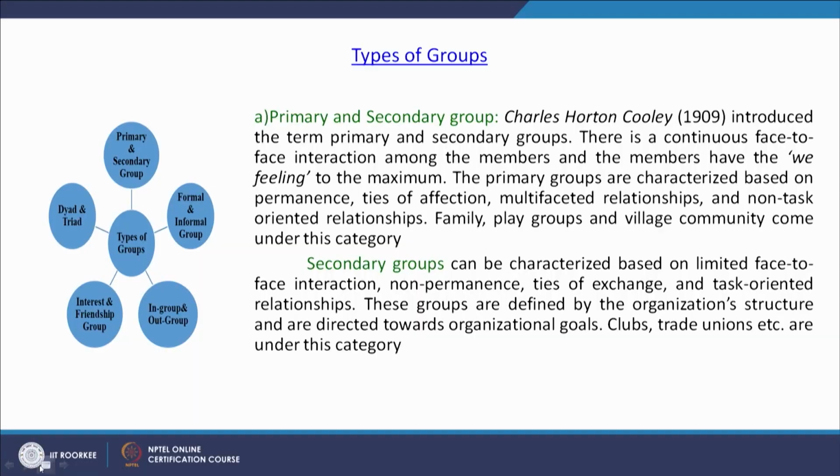For example, the first is primary and secondary group. This classification was given by Charles Horton Cooley in 1909, and he introduced this term based on certain characteristics. According to Cooley, a primary group is one where the members interact with each other frequently, the interactions are face to face, and the relationship among the members is based on emotions. That means the ties are full of emotions, there is an exchange of emotions and feelings among members, and the group exists permanently. For example, any family.